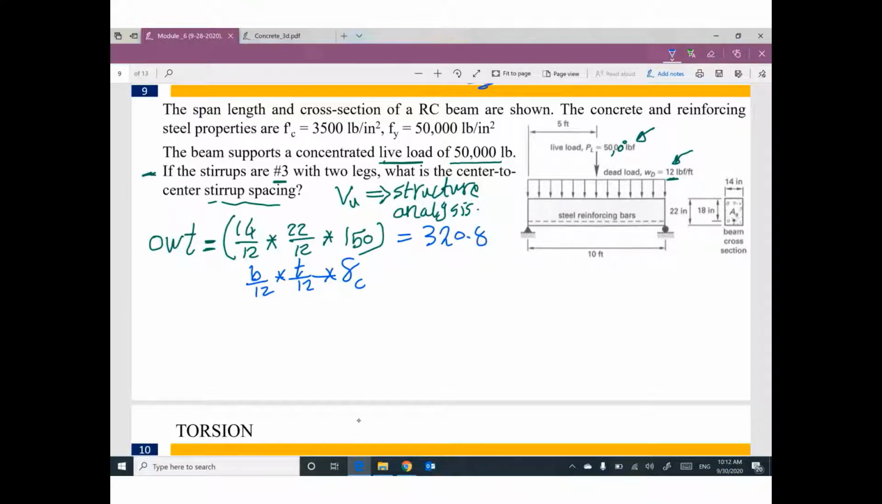it will be 320.8 pound per foot. So the total dead load as a distributed load will be this value plus the given value for something else. We don't care. So plus 12, it will be 332.8 pound per foot. Any questions so far?